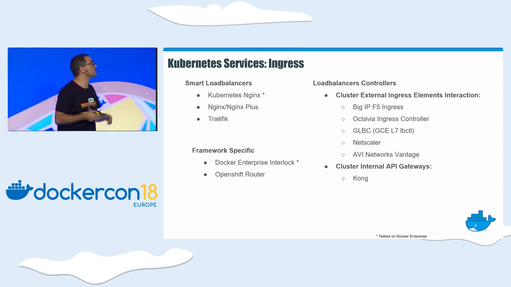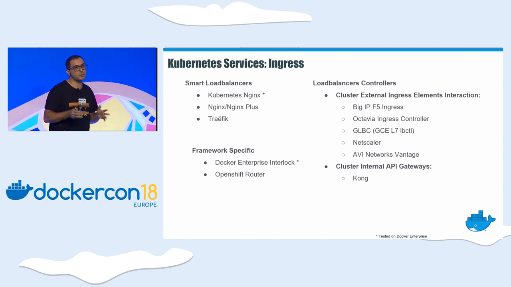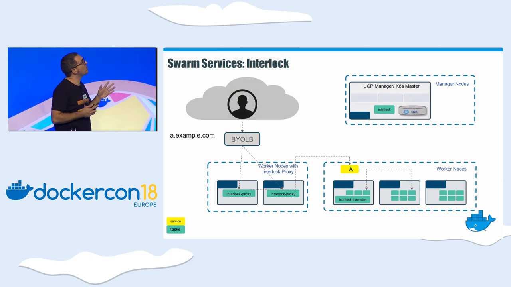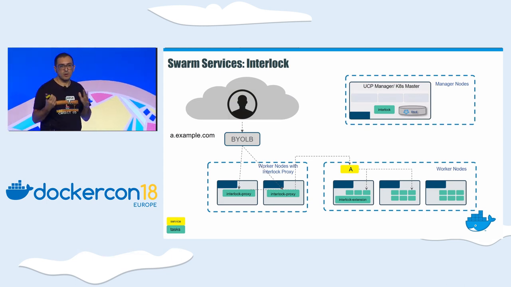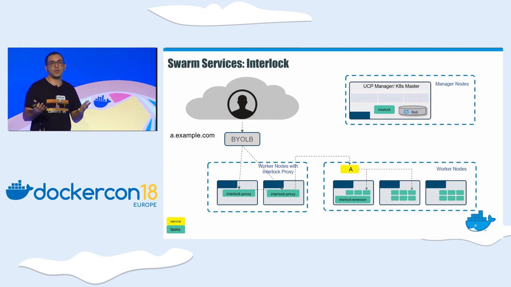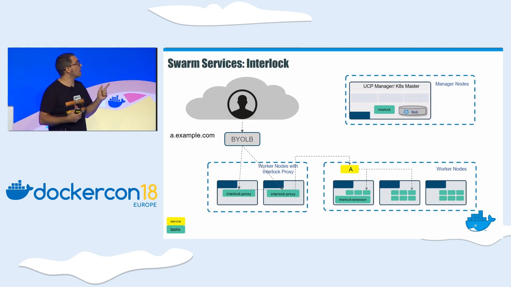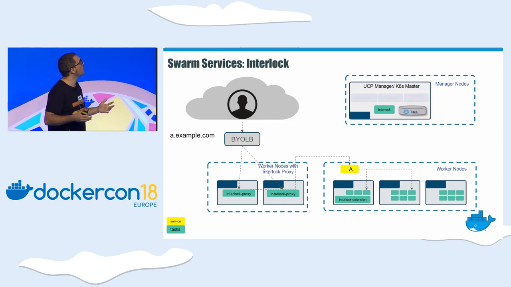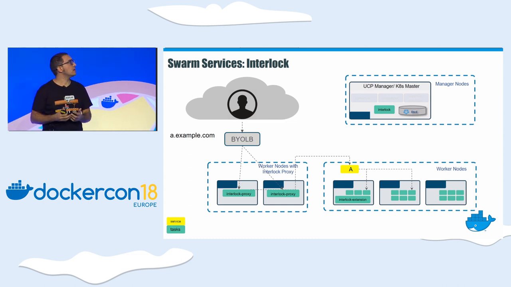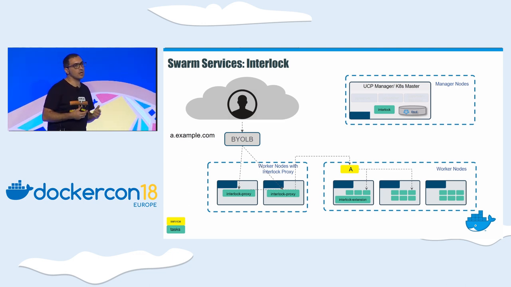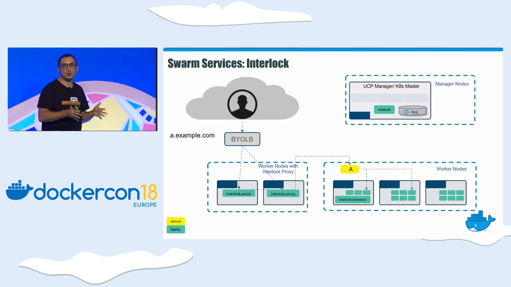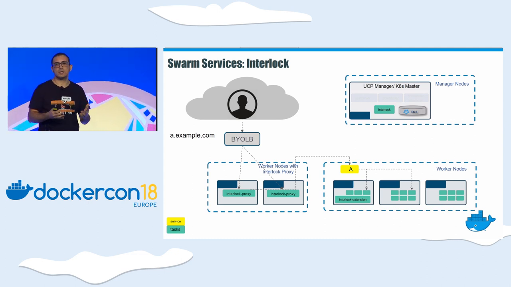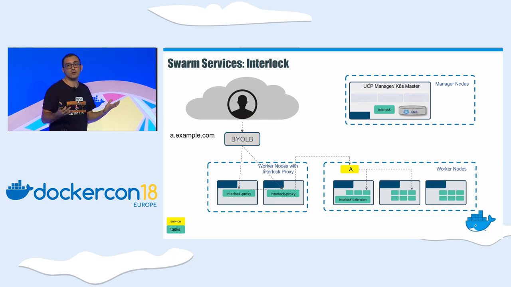And of course, we have our framework specific. We can talk about OpenShift router. And of course, Docker Enterprise has what it's called interlock. Why have we been talking about interlock? Well, in fact, we have both orchestrators. So we have Ingress controller for the Kubernetes world. And when you are using Swarm, you will have to use what is included in the product. We have interlock. And interlock is almost the same. It works like an Ingress controller, but for Swarm.